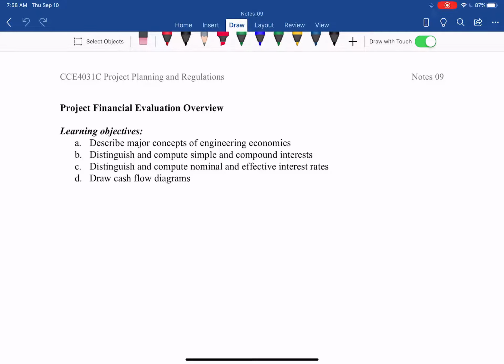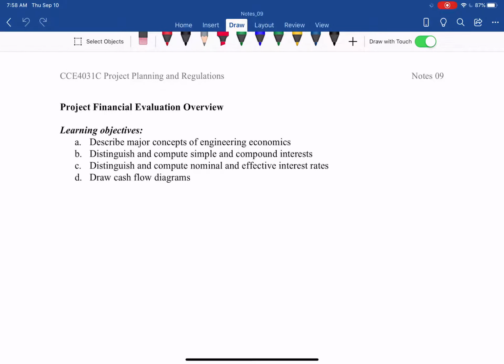This is the first lesson of the second portion of this class. We discussed the overview of project financial evaluation, and we have 4 learning objectives. First, we describe the major concepts in engineering economics, distinguish and compute simple and compound interest, distinguish and compute nominal and effective interest rate, and finally we learn how to draw cash flow diagrams.